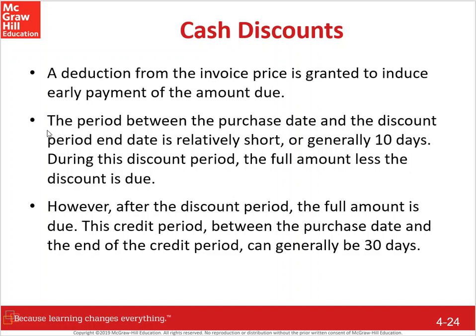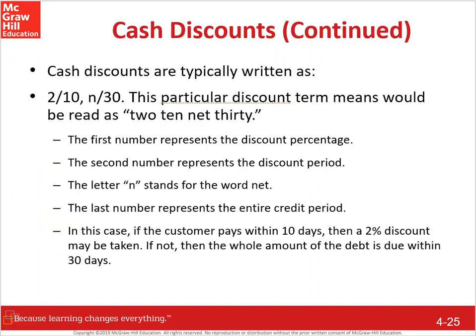So the cash discount period, the period between the purchase date and the discount period end date, is usually relatively short, generally 10 days. Sometimes you'll see 7 days, meaning a week. Sometimes you'll see 15 days. During this discount period, the full amount less the discount is due. After the discount period, though, the full amount of the invoice is due. So the credit period, which is between the purchase date and the end of the credit period, is generally 30 days. That's pretty common. But like I said, it could be 15, 20, 30, even 45 days. And that's up to the vendor to set their rules.